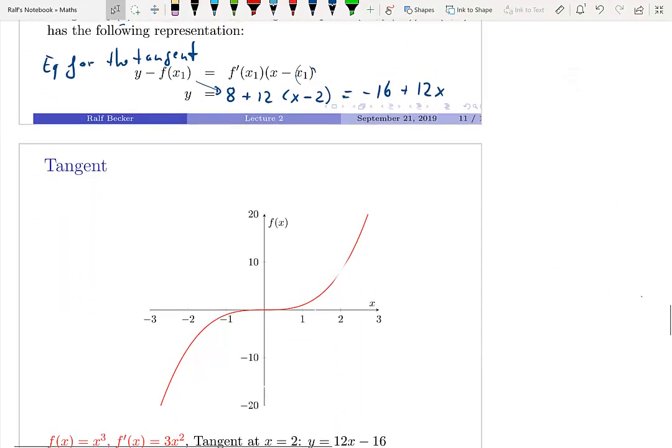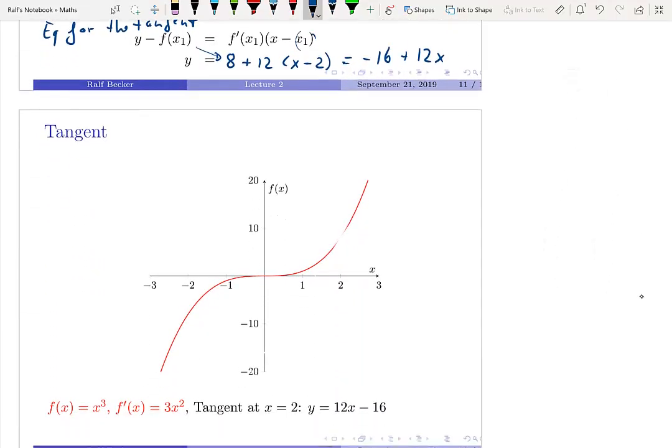Okay, so it's the equation for a tangent at a particular point. We have just chosen x equals 2. We could have chosen any other x, but then the calculations would have been slightly different. So let's put in the tangent at that point. So it has this slope and it crosses the vertical axis at negative 16. So the equation here is y equals negative 16 plus 12 times x.